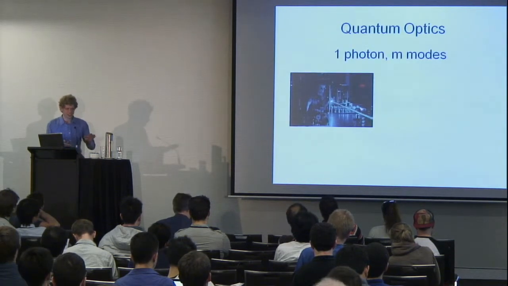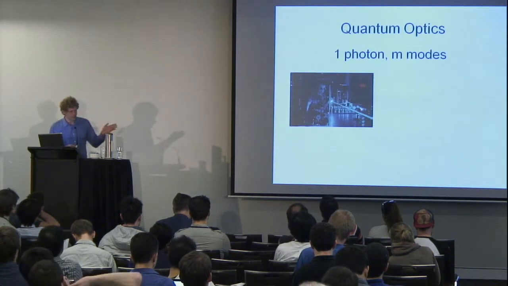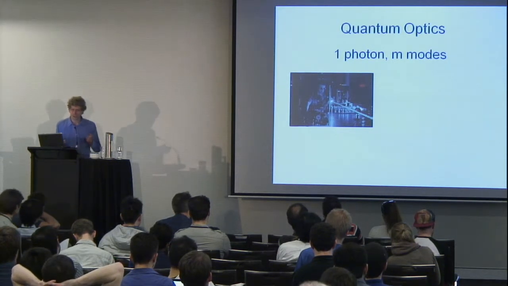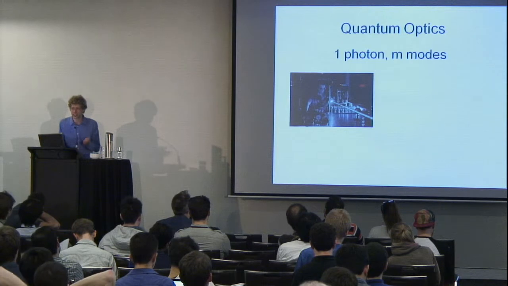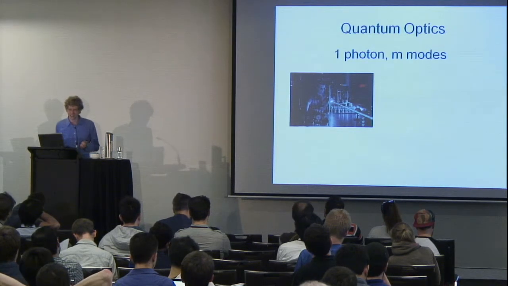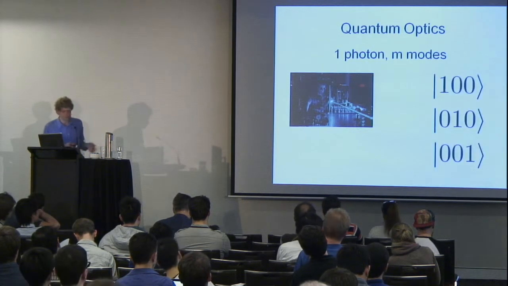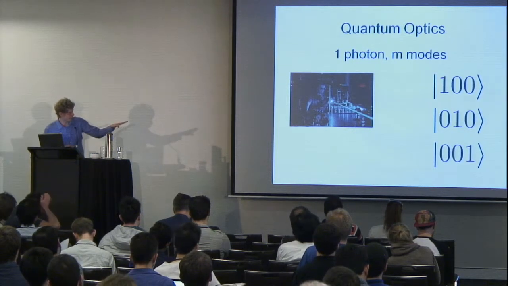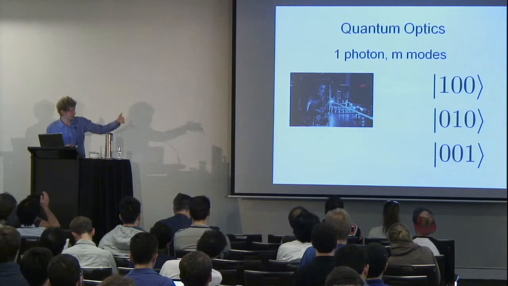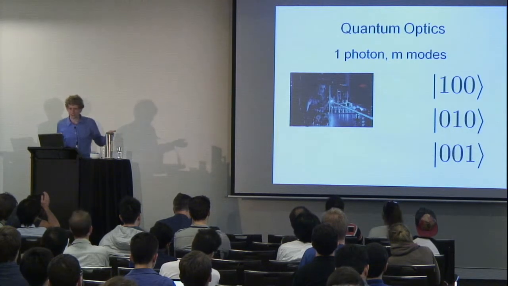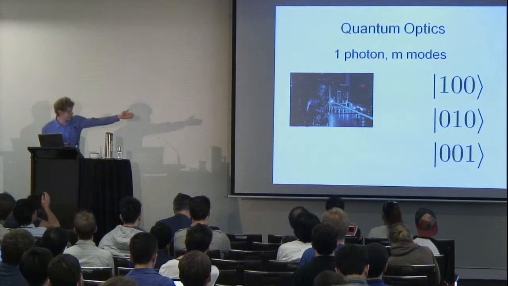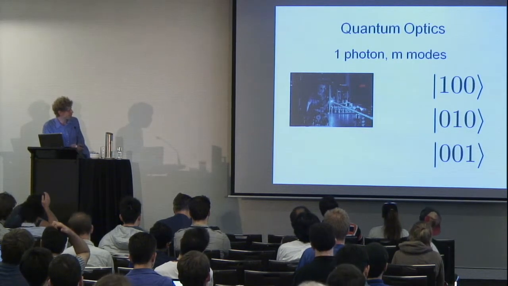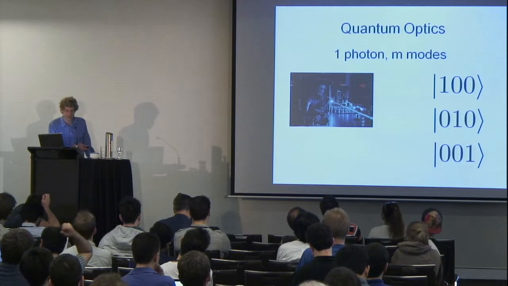So I'll explain what I mean. If you have a single photon on m modes, then its quantum state is described by a complex vector of length m. And you can write down a basis for its Hilbert space by just writing strings of length m, where the ith entry tells you how many photons are in that mode. So for instance, these three basis states are the basis states for the Hilbert space of a single photon on 3 modes.